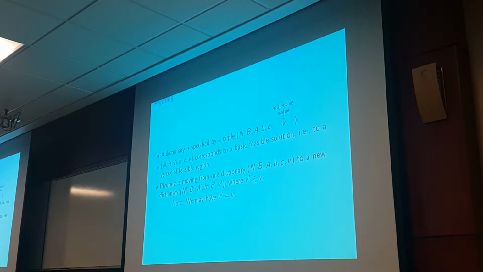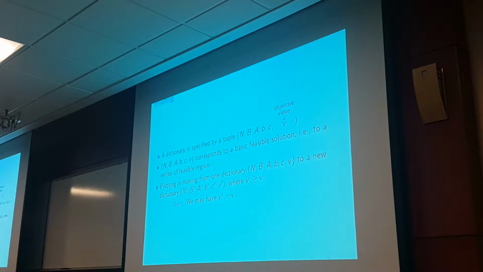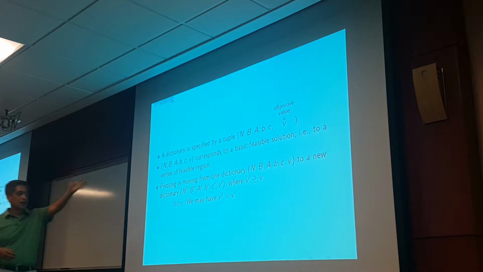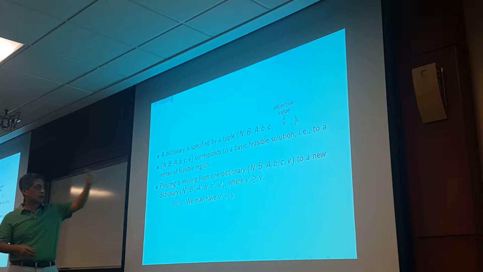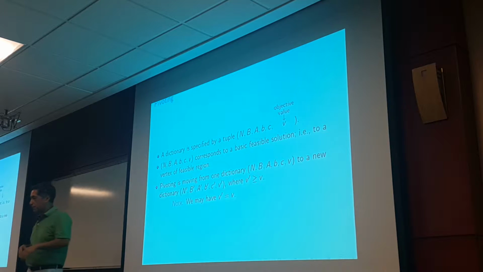Okay, so each of these dictionaries, each of these, I guess, slack forms corresponds in fact to some basic feasible solution. In fact, it corresponds, turns out, to a vertex of the feasible region. That's geometrically, and we'll see a picture of that in a moment. And pivoting is the process of moving from one dictionary to another dictionary. So you start with some dictionary like that, N, A, B, A, B, C, B, and then you go to N prime, B prime, A prime, whatever. So you have this idea of moving.